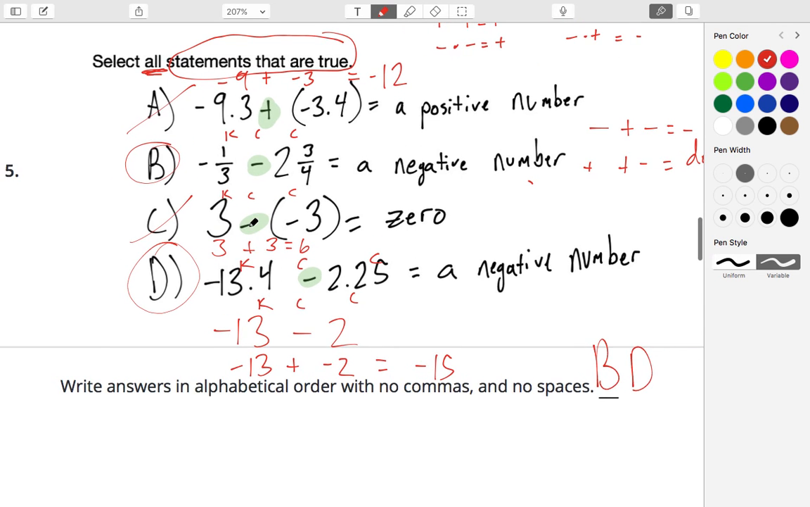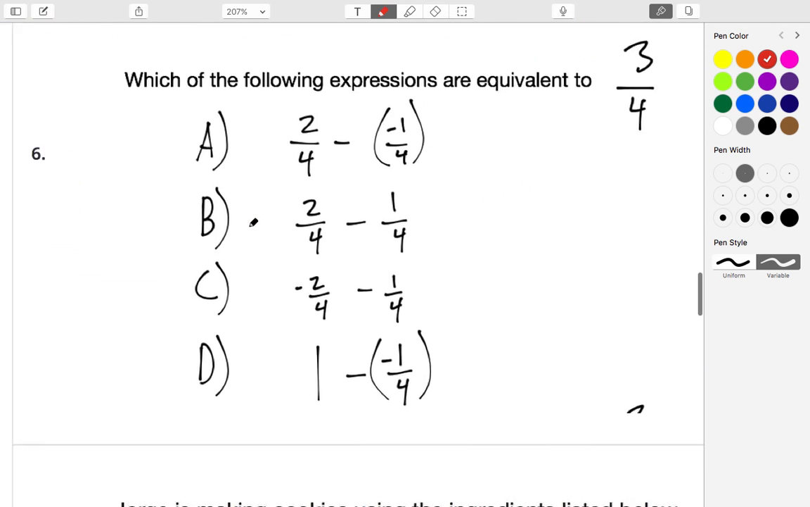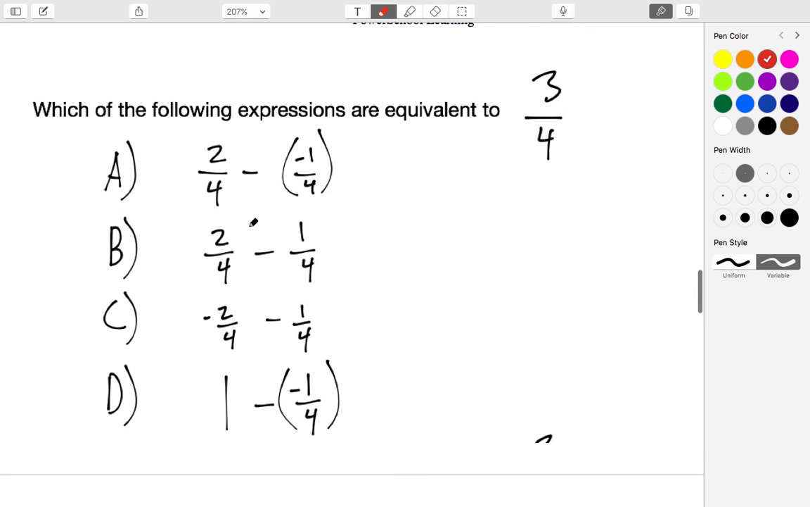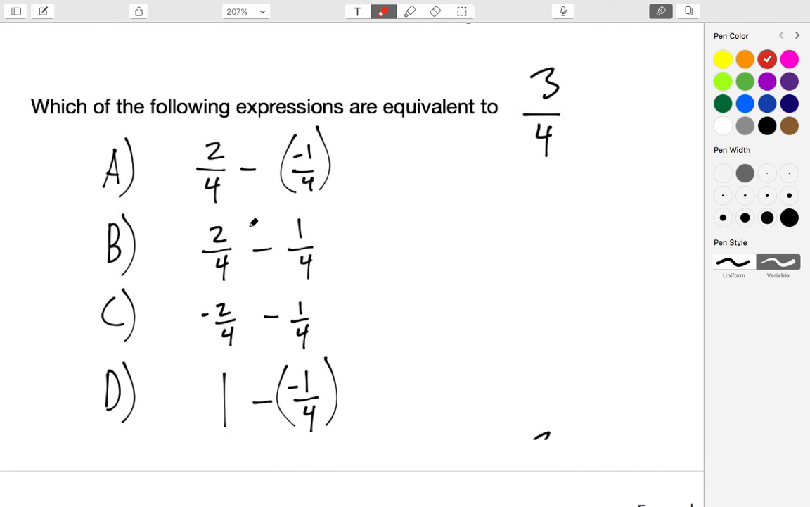Okay, next one. Which of the following expressions are equivalent to 3 over 4? You should be copying this one down quickly.